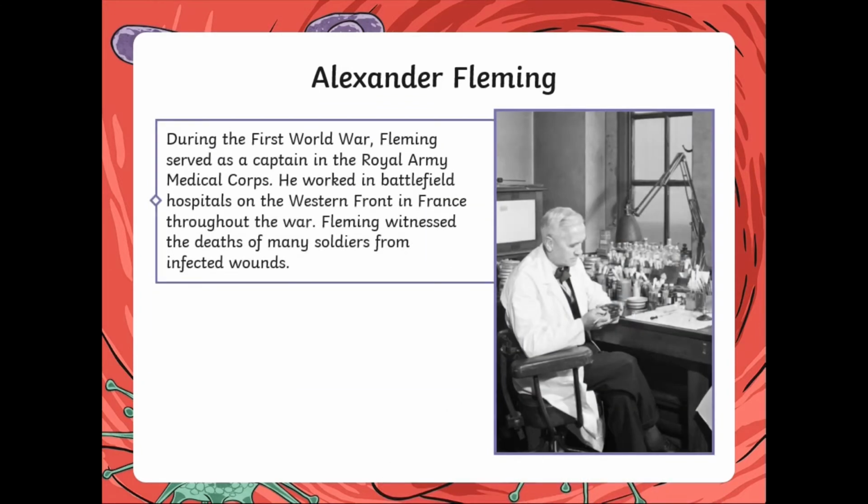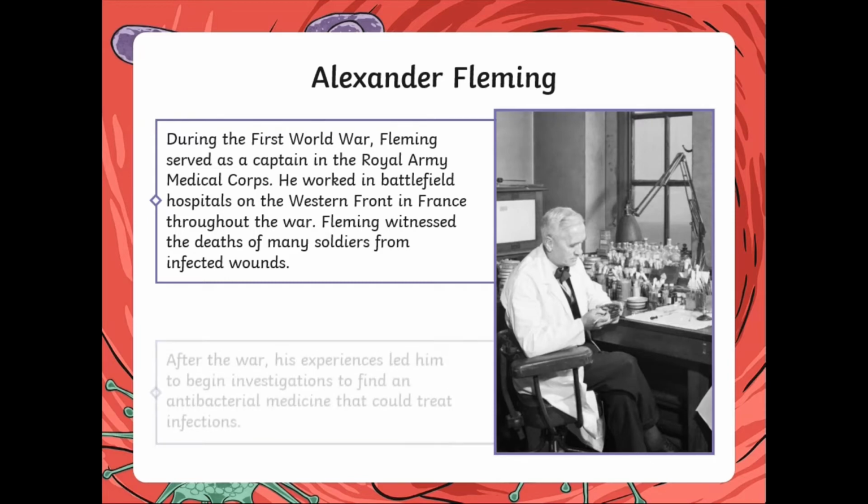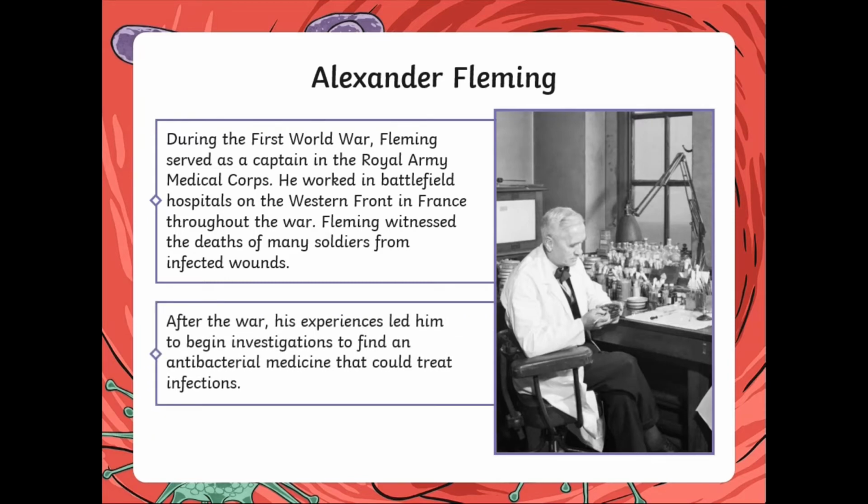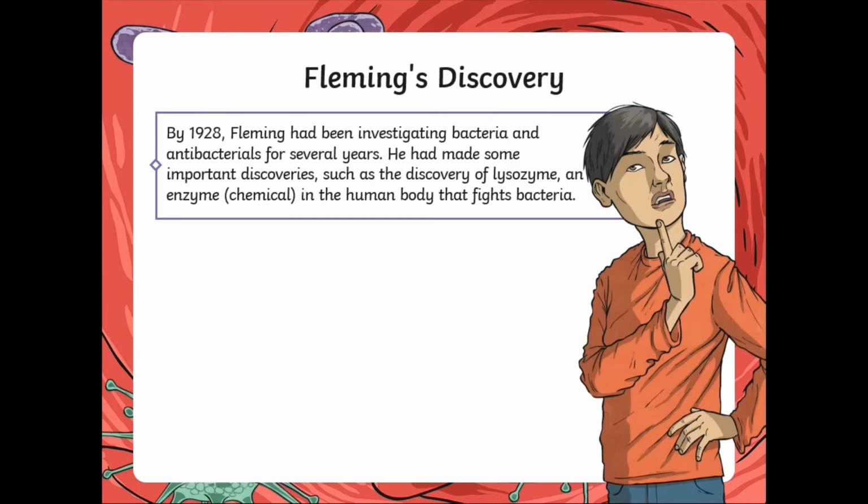Fleming's brother, Tom, was also a doctor. Great name. During the First World War, Fleming served as a captain in the Royal Army Medical Corps. He worked in the battlefield hospitals on the Western Front in France all the way through the war, and he witnessed the death of many soldiers from infected wounds. After the war, these experiences led him to begin investigations to find an antibacterial medicine that could treat infections. He was seeing people dying that probably shouldn't have been dying, so he wanted to change this.